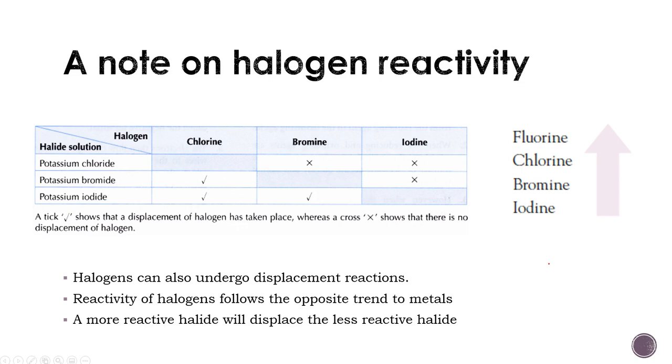Okay, this one's been going for a little bit of a while, so a quick note on halogen reactivity. Just like metal reactivity, halogens have varying reactivity. They increase as we go up a group, remembering that this is dependent on electronegativity. So halogens will also undergo displacement reactions. Okay, it's the opposite trend to metals. This is not something you need to worry about too much though.